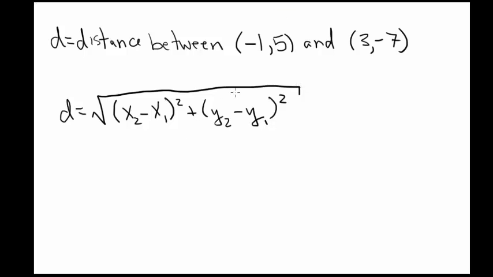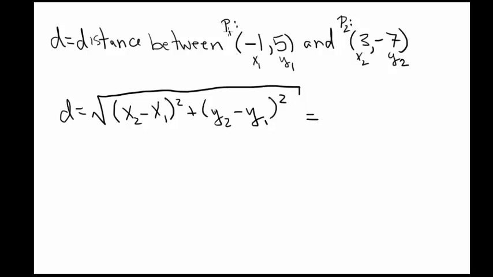So of course the question becomes, what is x2 and x1 and y2 and y1? And the way you decide this is you make one point, point 1 and one point, point 2. It doesn't matter which one. Let's say make this point up here point 1 and this point over here point 2. So the x1 and the y1 are the x and y coordinates of whichever you make point 1. And x2 and y2 are the x and y coordinates of whatever you make point 2.